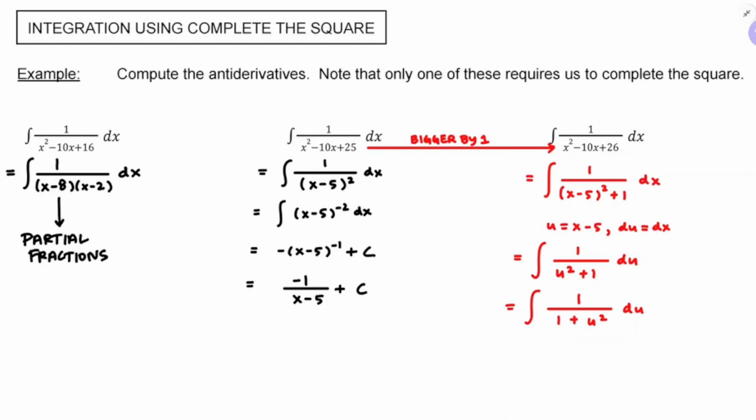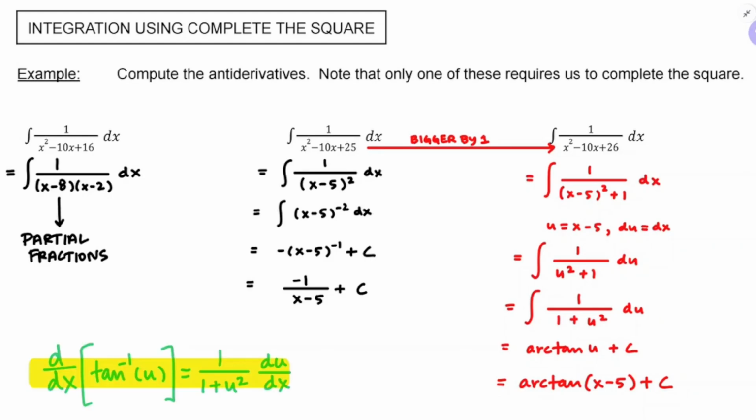And this is one that we're just supposed to recognize. We have to know this one. We know that this is the derivative of arctangent of u. So we're going to say that this antiderivative is arctangent of x minus 5 plus c. So the key reminder I've got for you is that the derivative of arctangent of a thing is 1 over 1 plus that thing squared times the derivative of that thing. We're going to need that one, and we're also going to need the one for arcsine.